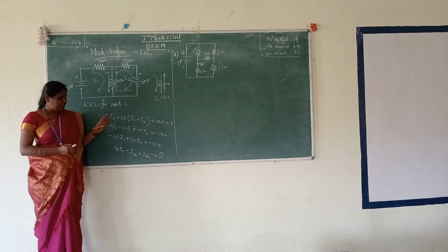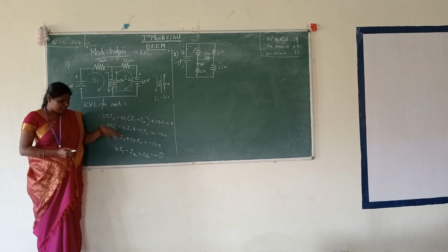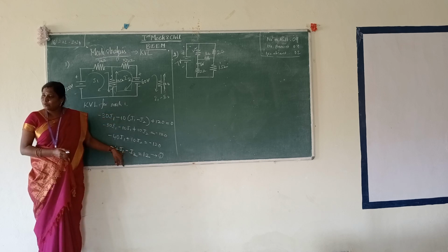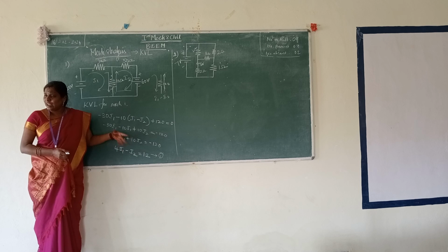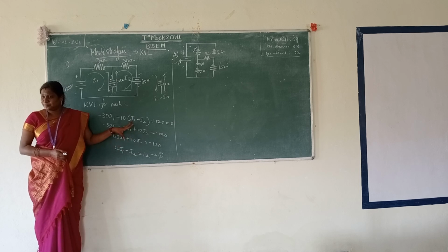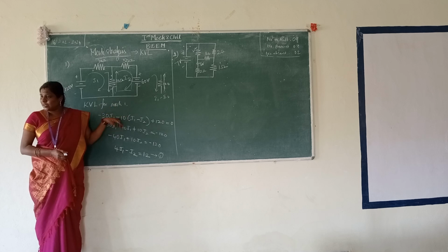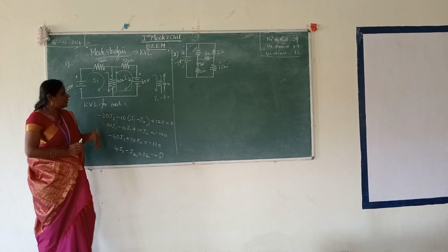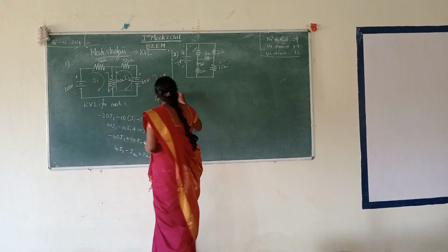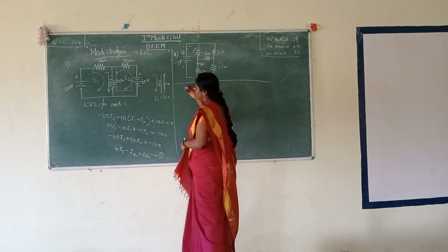Clear? This equation is clear. If this equation is wrong, what you get here will be wrong only. Then everything is wrong. The I1 and I2 values will be wrong. You need to write this equation and check it out once again and then proceed with the problem. Okay, right? So we'll write for mesh 2.